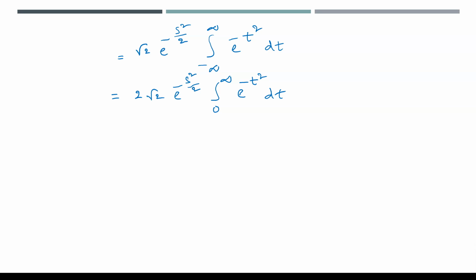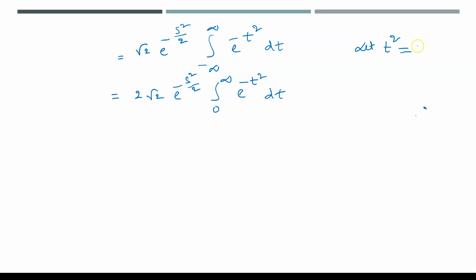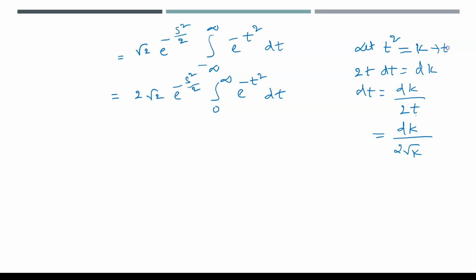Now, again using gamma functions we can evaluate this. Let t square equal to k. Then 2t dt equals dk, so dt equals dk upon 2t, that is dk by 2 root k, because t square equals k implies t equals square root of k.